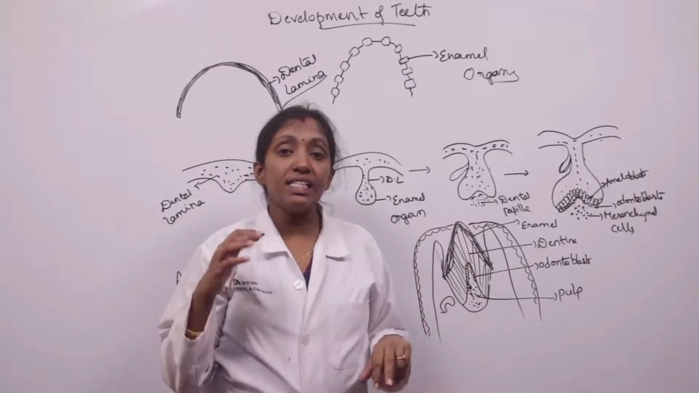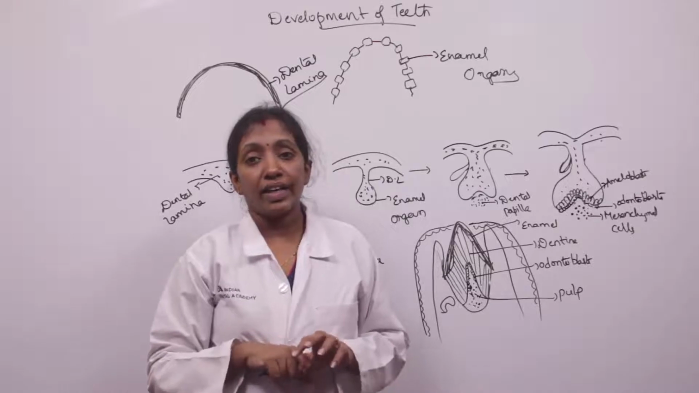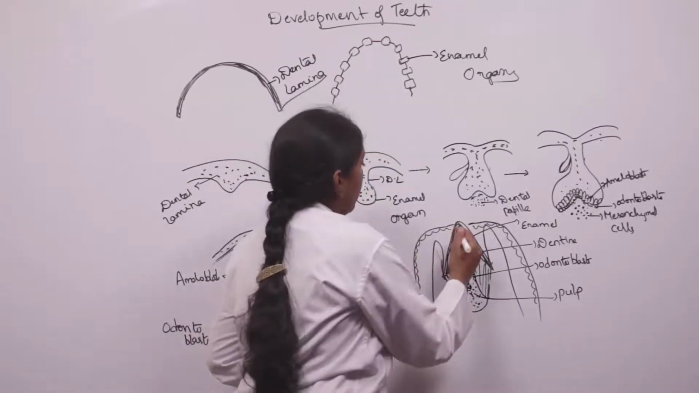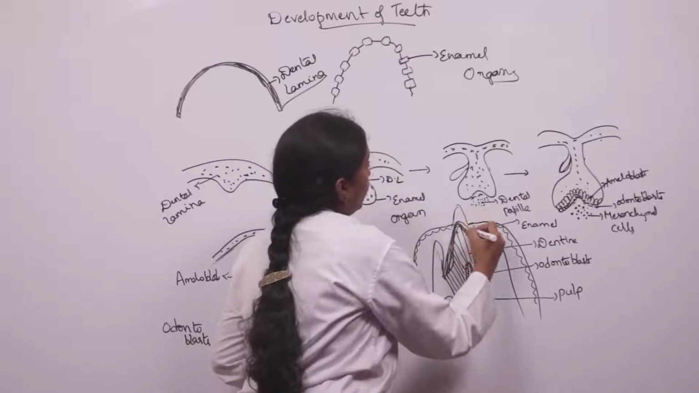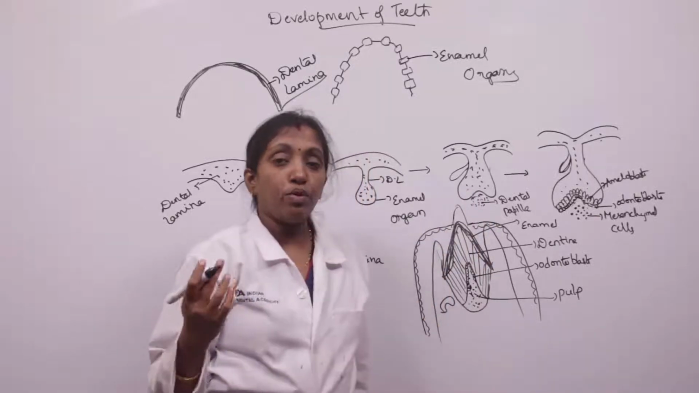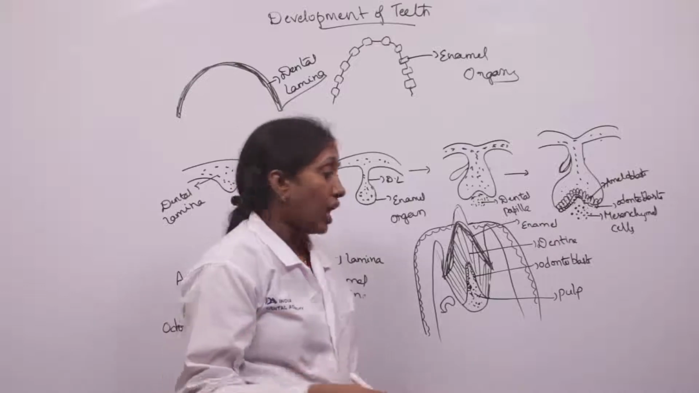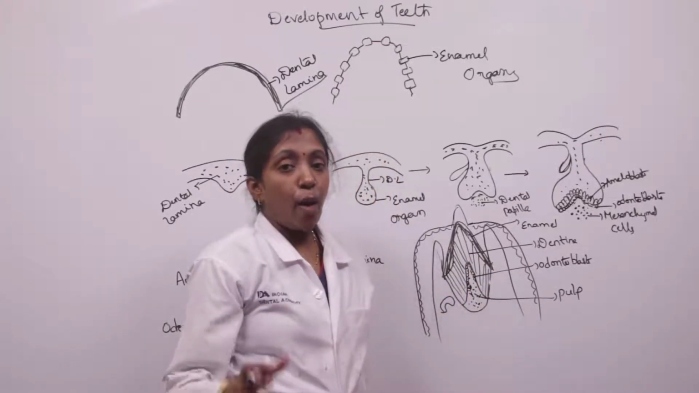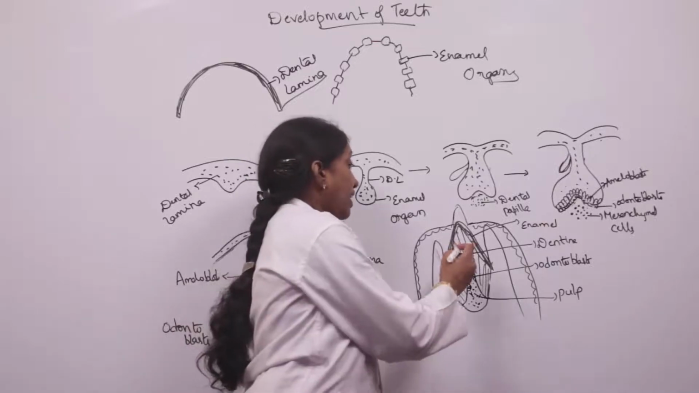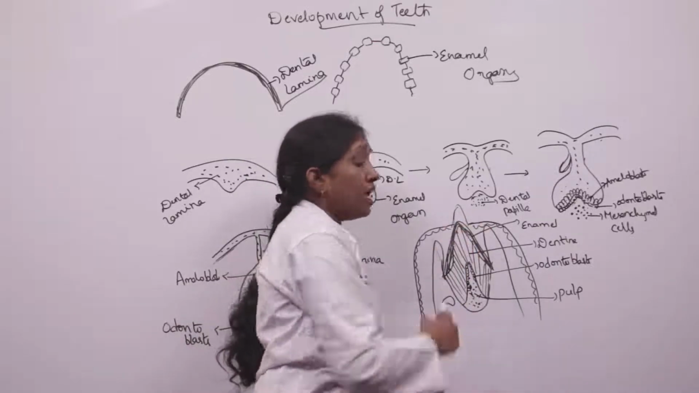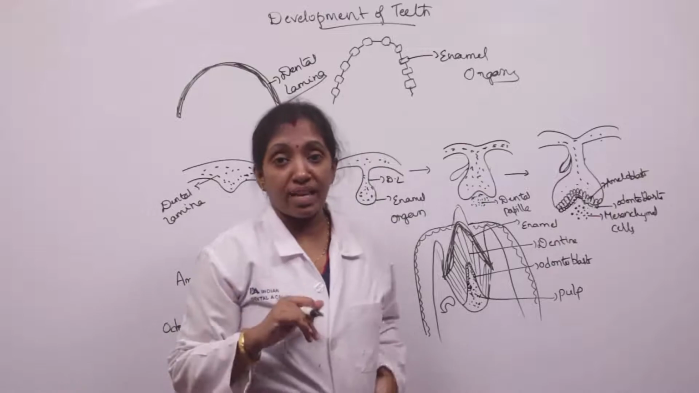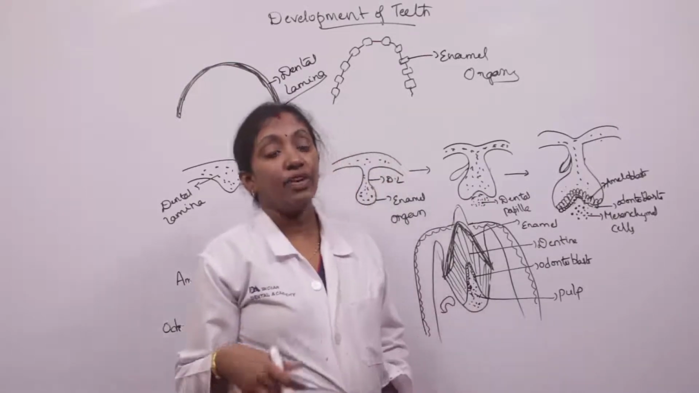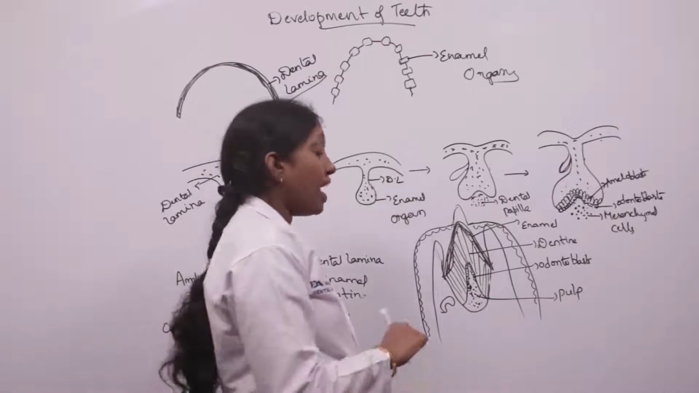The part we can see in the mouth, which is present above the gum, we call the crown of the tooth. The part below the gum we call the root of the tooth. So the dentine forms most of the root, and the enamel, which is formed by the ameloblasts, these ameloblasts disappear and form a thin layer we call the dental cuticle over the enamel.